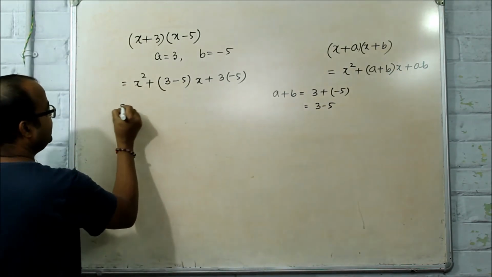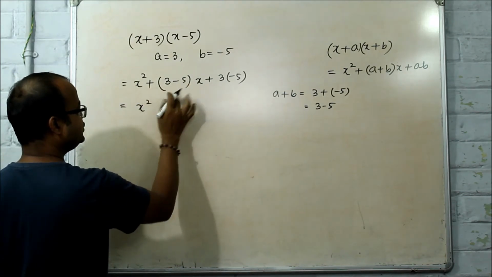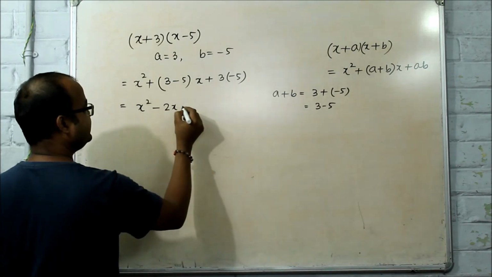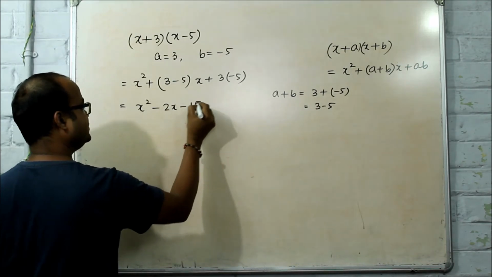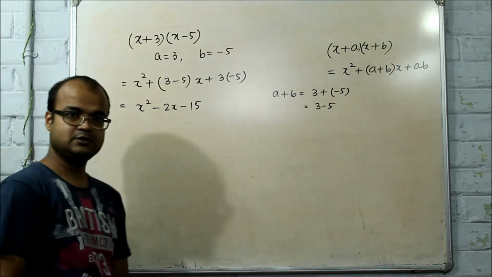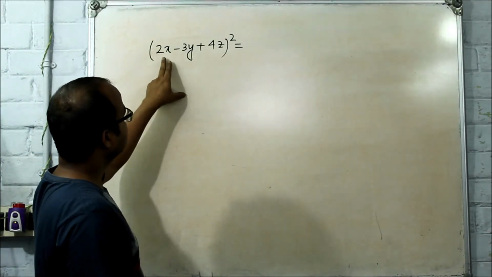So if you simplify x square, 3 minus 5 is equal to minus 2. So minus 2x, 3 5s are 15, plus minus minus. So the result is x square minus 2x minus 15. Clear? Moving on to the next problem.